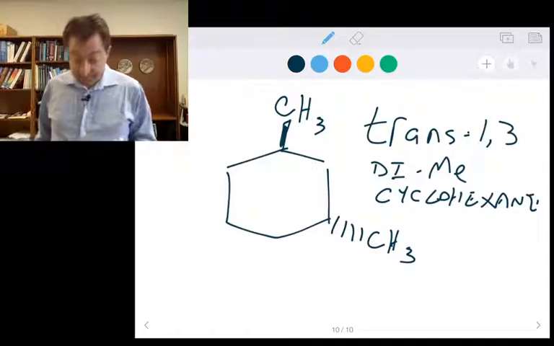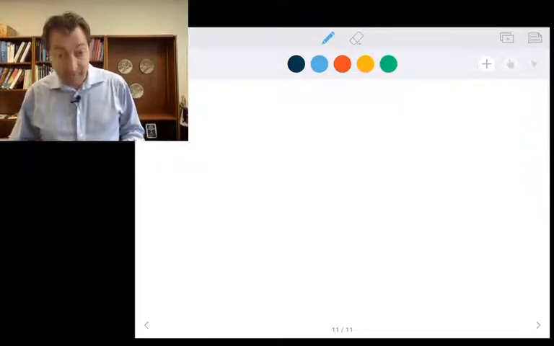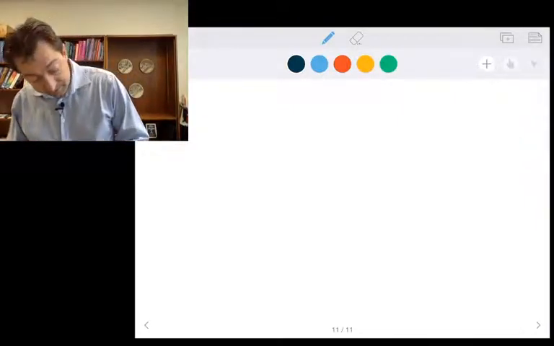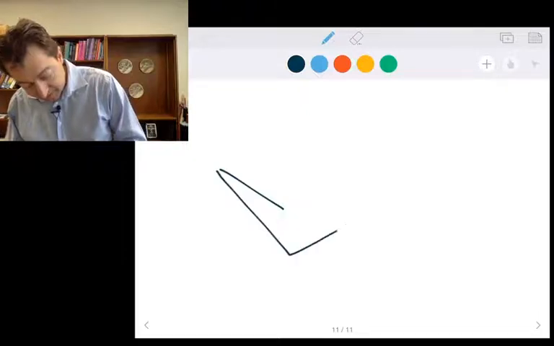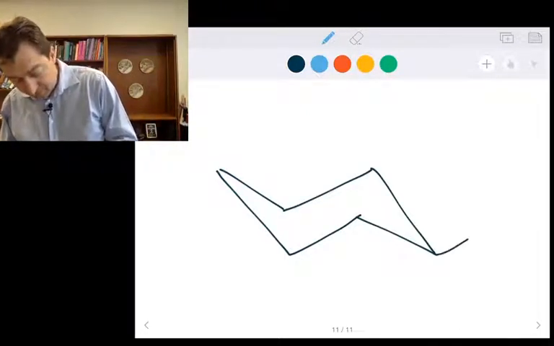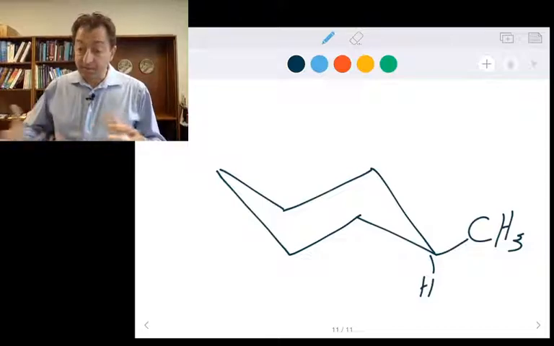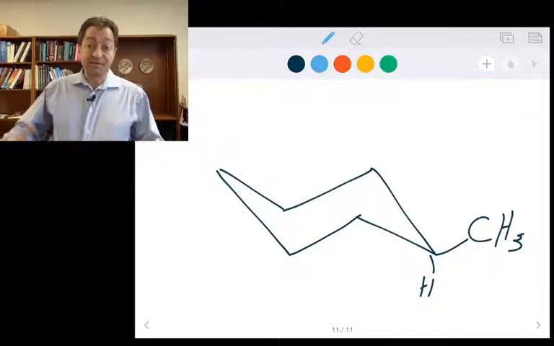Trans 1,3-dimethyl cyclohexane, and now we're getting a bit of the hang of this, so maybe we'll go through this a little bit quicker just to get a feel for what this might look like. Again, we'll draw a chair in here. I'll put that methyl group equatorial. And now if you've had some practice at this, you're probably drawing this out on your paper faster than I can do it over here.